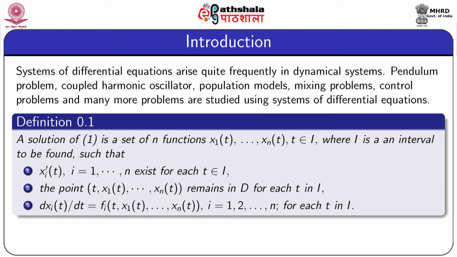A solution of the given system 1, which was defined in the previous slide, is a set of n functions x1, x2, ..., xn, where t belongs to I, an interval which needs to be found, such that dxi/dt for i from 1 to n exists for each t belonging to I. The point (t, x1, x2, ..., xn) remains in D for each t in capital I, and dxi/dt is equal to fi(t, x1, x2, ..., xn) for i equal to 1, 2, ..., n for each t belonging to I.